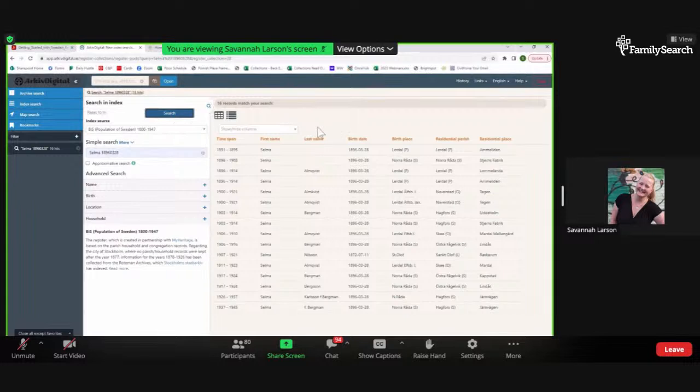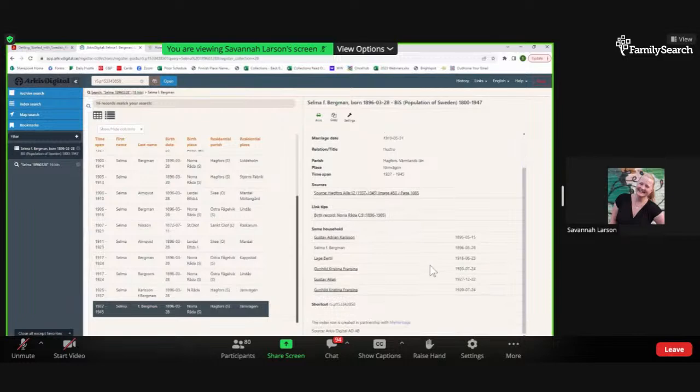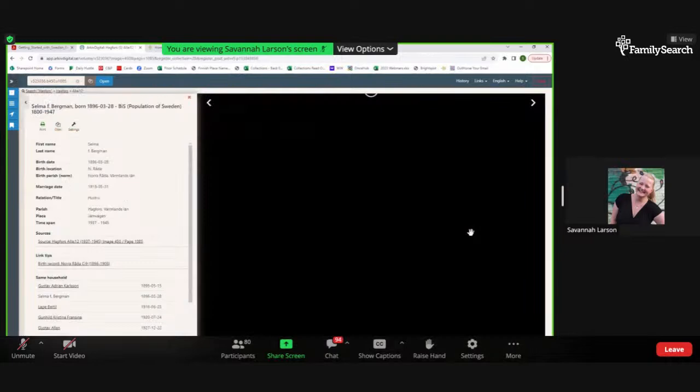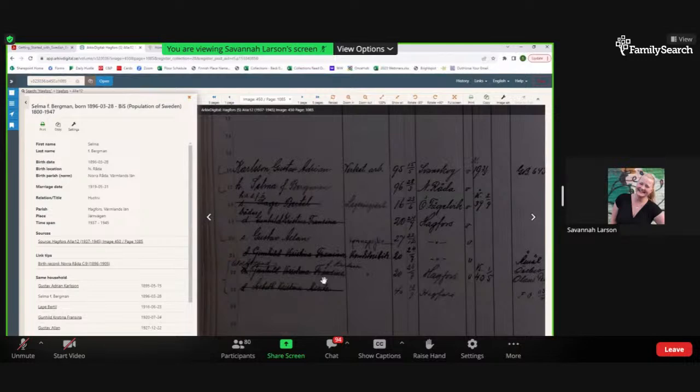So these are not all her, but the ones with Berryman definitely are. And you can start to go through them and confirm the relationships. In this case, we've got Selma Berryman and Gustav Adrian Carlson with their family. If you click on this, it will open the image for you so that you can see the image and easily access the information for this person.